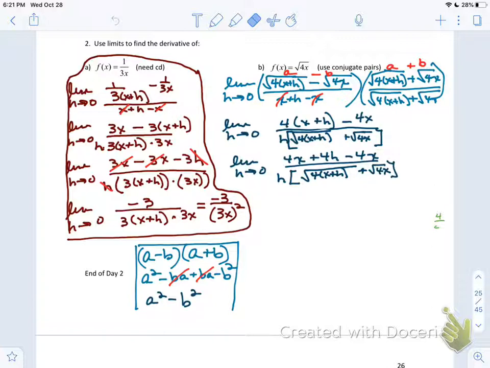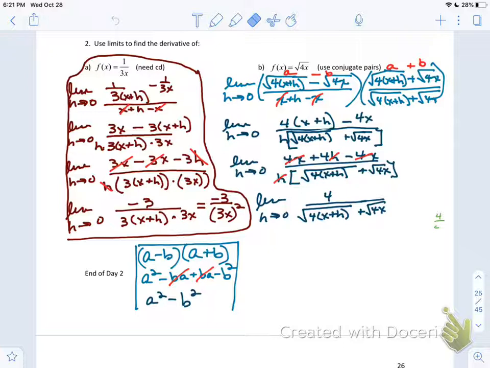Remember what I always say? Whatever doesn't have an h attached is going to cancel, and that indeed happened. You can cancel your h with the h down below, and that leaves me with a 4 up top. Let's keep going because we're just about there. I have a 4 in the numerator, and in the denominator radical 4 times x plus h, and don't distribute these, just leave it be, times radical 4x. Now I believe I am ready to take the limit.